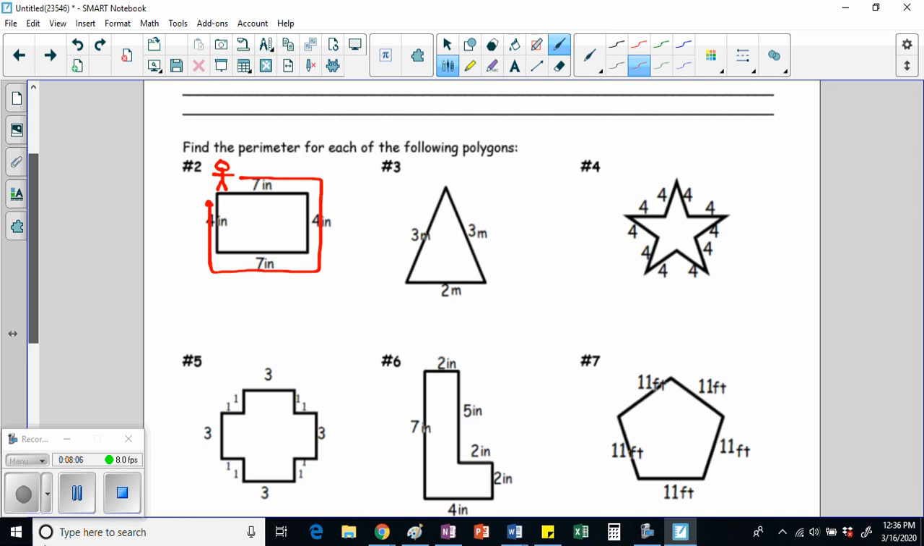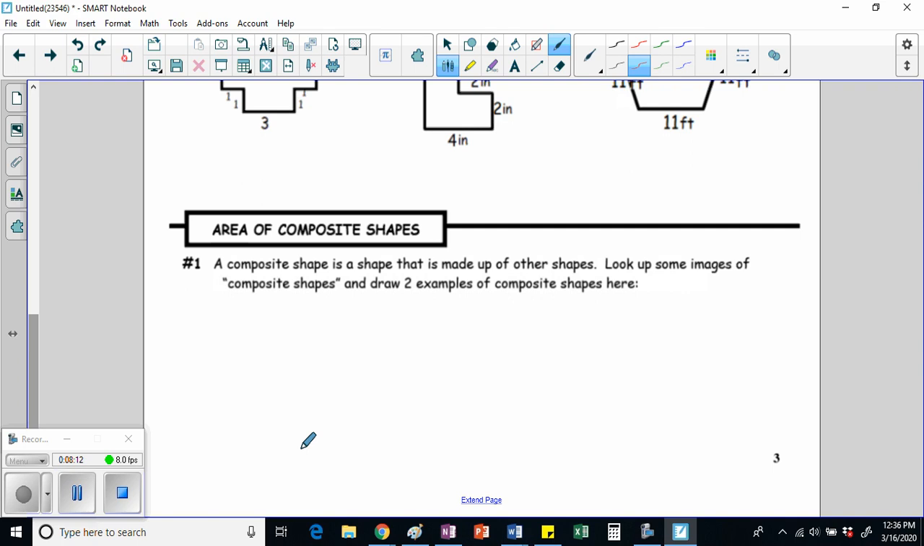Down on the bottom here, where area of composite shapes, I'm just going to ask you to go to Google, type in the word composite shape, and go to images and look at what composite shapes are. Find 2 pictures and just draw them there. There's already some composite shapes on this page, but I want to make sure everybody understands it. The word composite means putting more than one thing together, like 2 shapes put together. So once you finish that, you are done with page 3 and completed the first e-learning assignment for Geometry Basics.